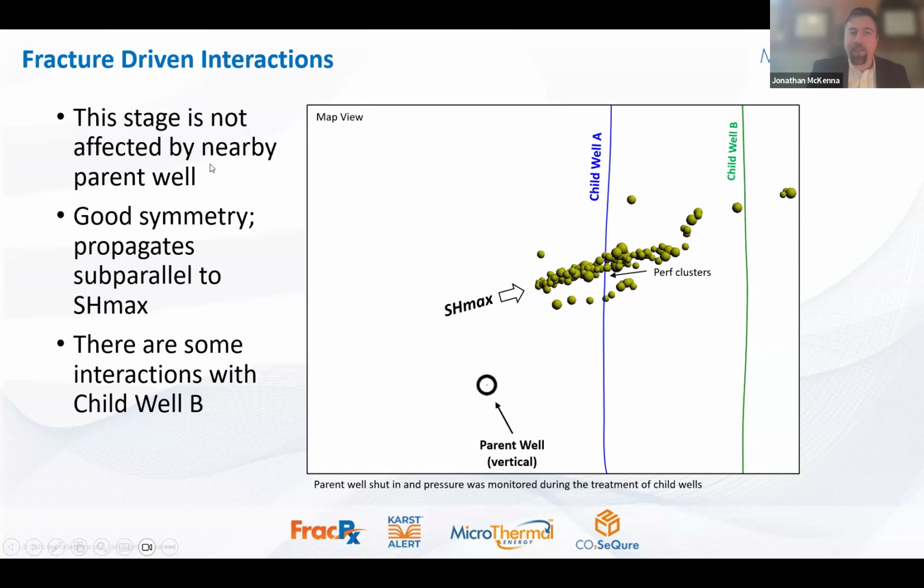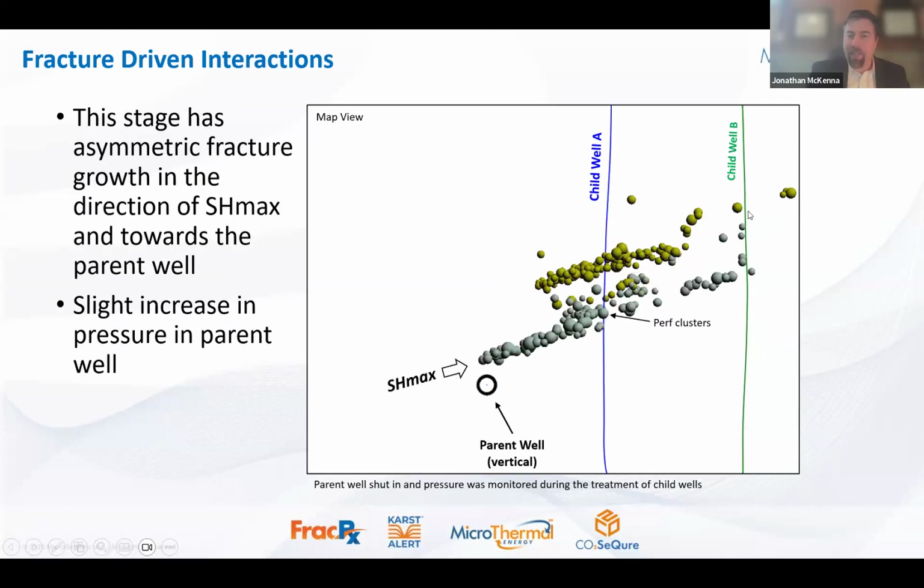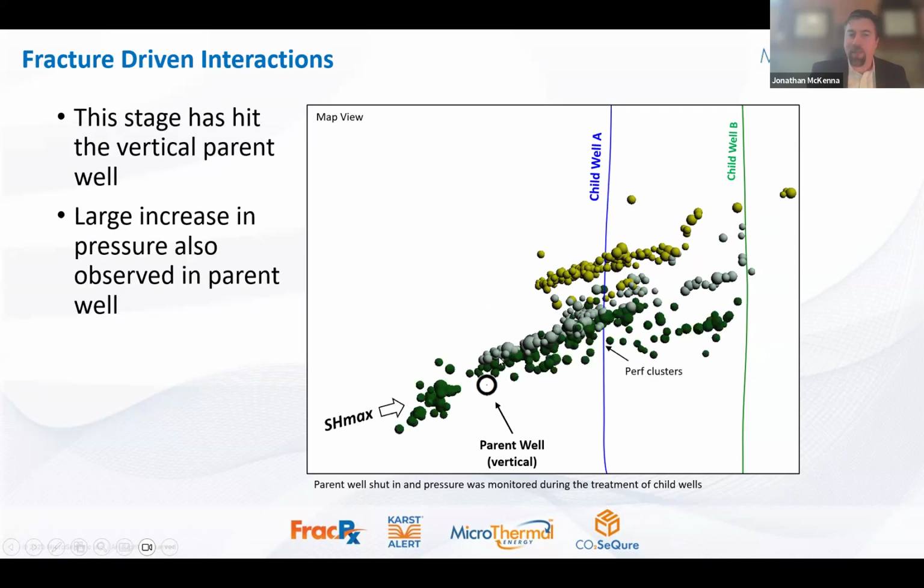So this stage is not really affected by the parent well. We have good symmetry around the child well, some interaction with child well B, and then we inject the next stage, and we see now as we're getting closer to that depleted region around the vertical well, we're seeing more energy going back towards that parent well. And as we get more in line with SH max, now more events are going back to that parent well.